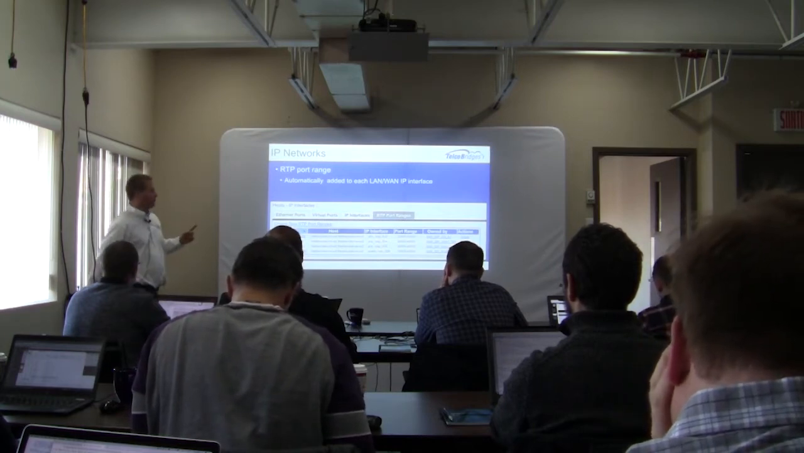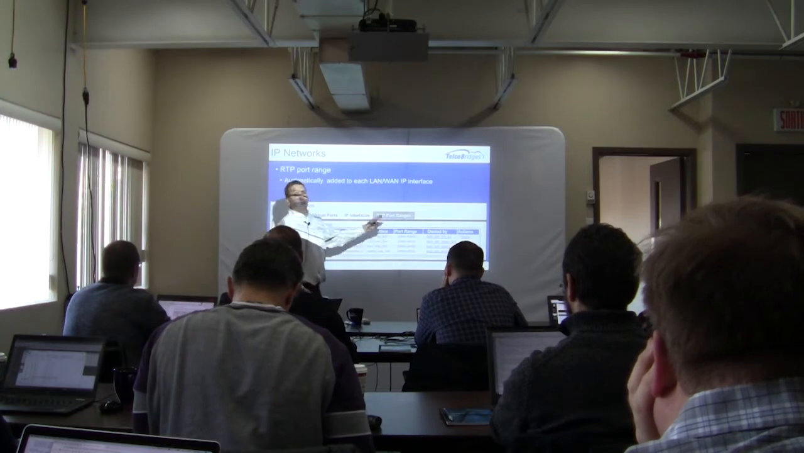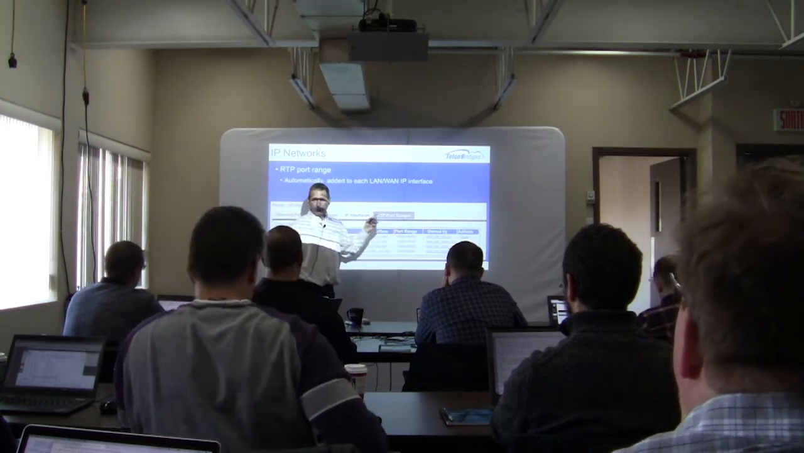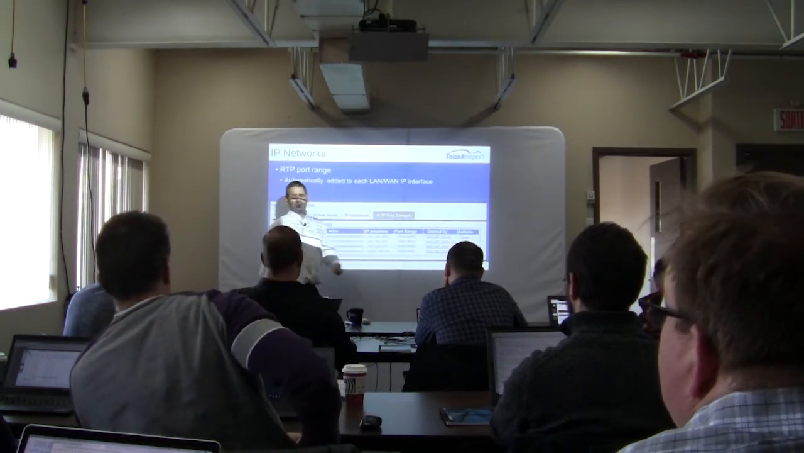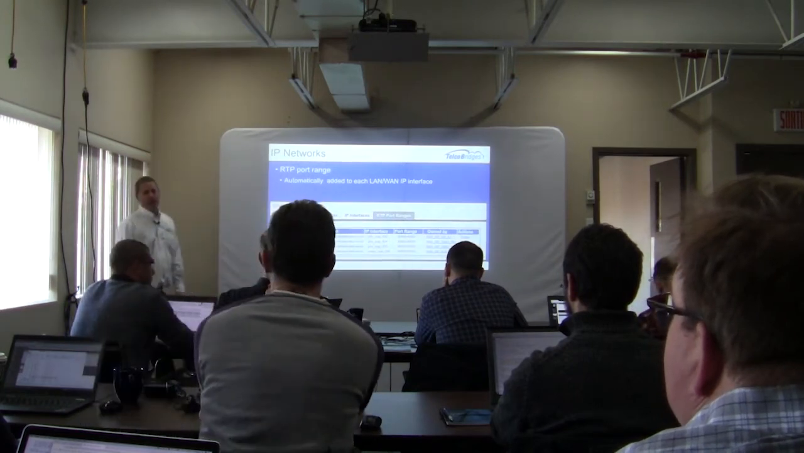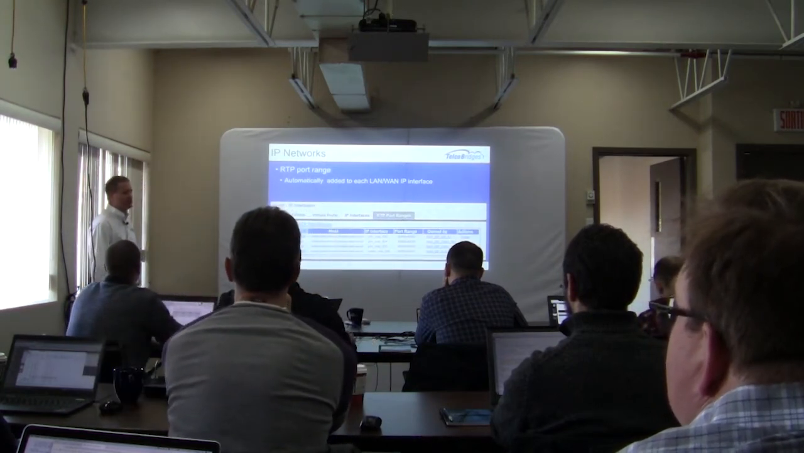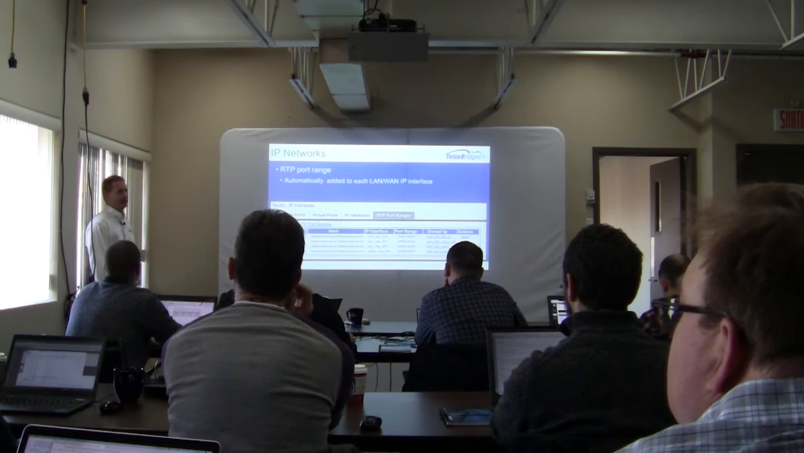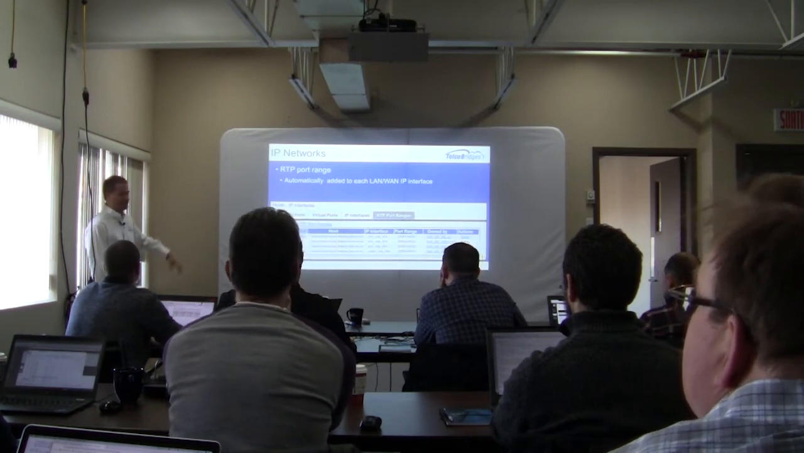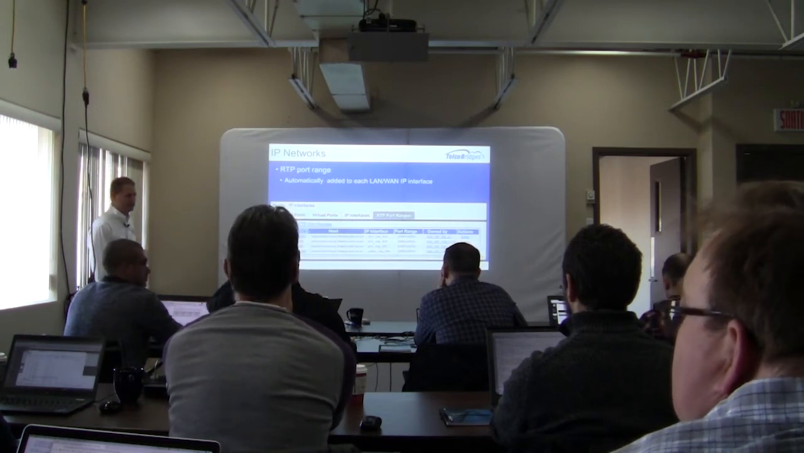So the first call will be 20,000, the second call 20,002, and 20,001 will be the RTCP of the first connection. However, RTCP, I don't see it used very much in the field, but we support it. It's there by default.